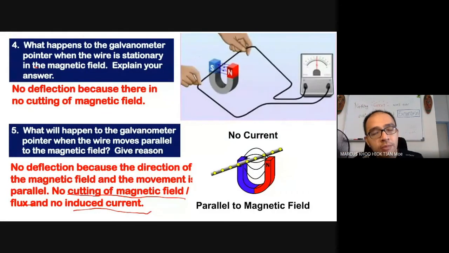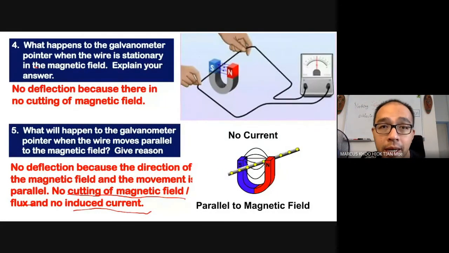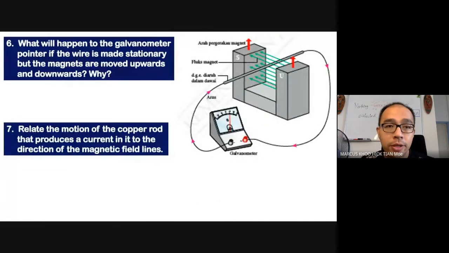Okay, if you cut like this, directly perpendicular, there will definitely be an induced current. Okay, number 6, what will happen to the galvanometer pointer if the wire is made stationary?